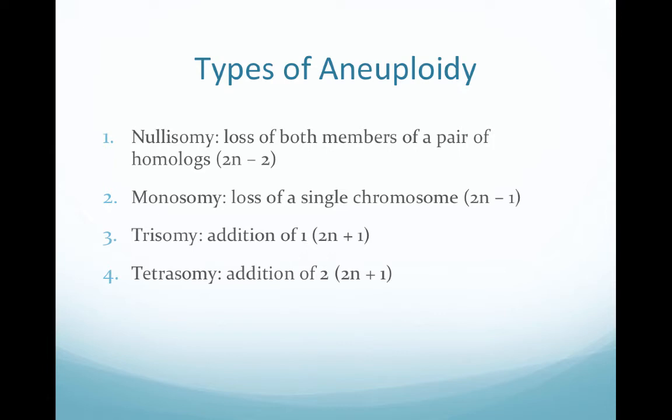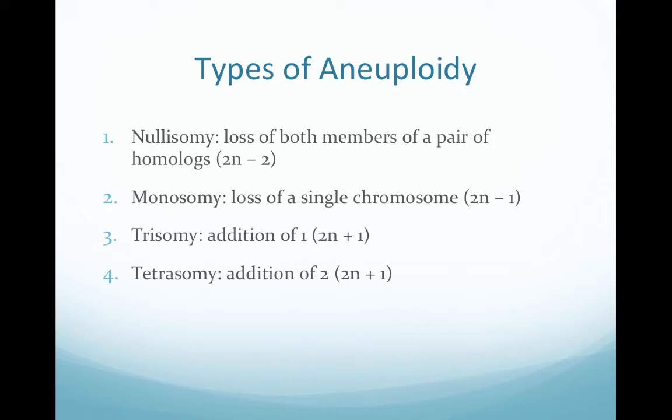Aneuploidy can happen one of 4 ways. It can happen as a nullisomy relationship, where both members of a pair of homologs are lost. This is where we see a 2N or diploid cell actually being completely lost, so they're losing both copies of genetic material. Null means loss. Keep that in mind.